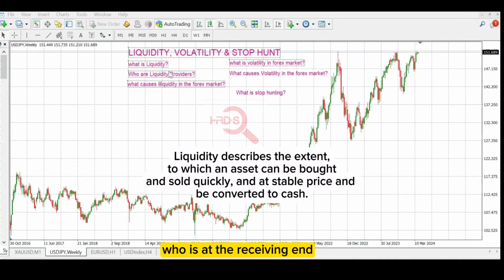Who is at the receiving end? Why is it that anytime you are selling, there is someone buying, and anytime you want to buy, there is someone willing to sell to you? Have you ever imagined what happens behind the scene? That is what we are trying to understand in this class.